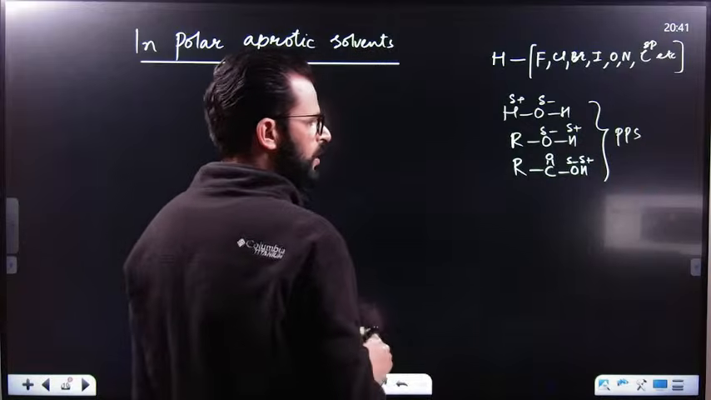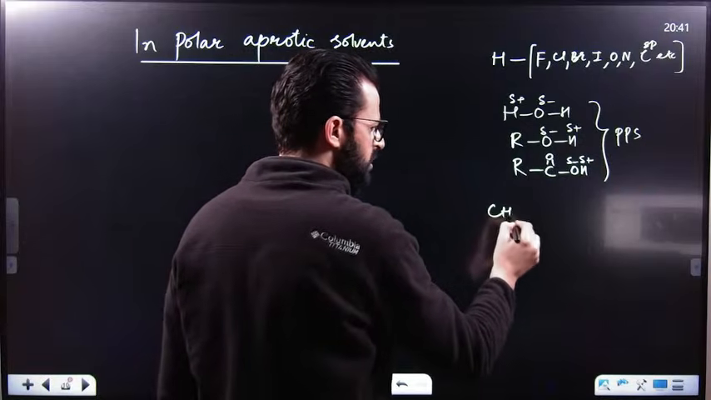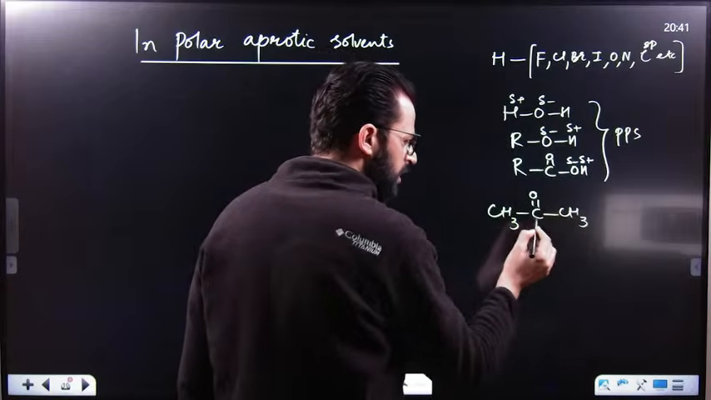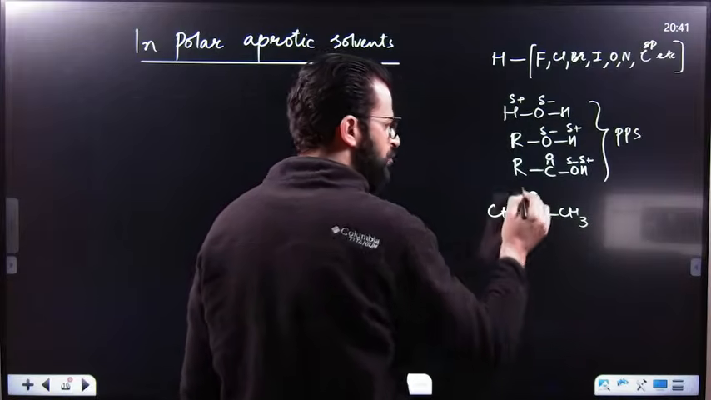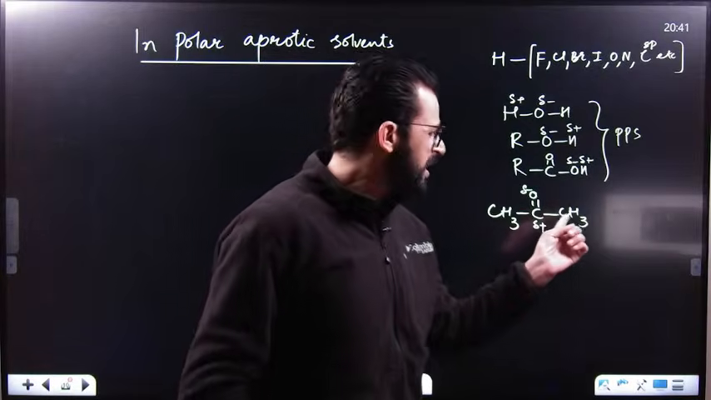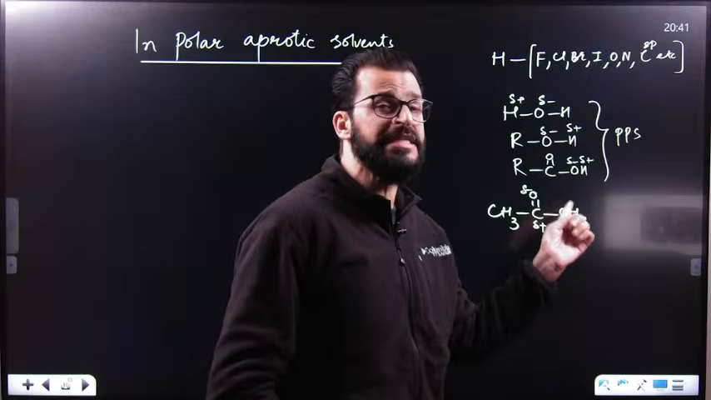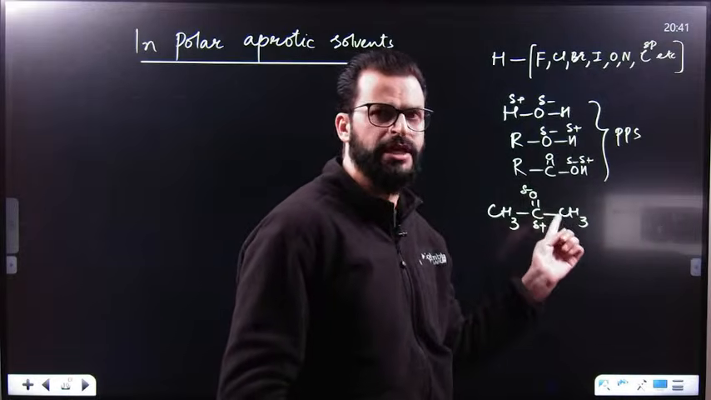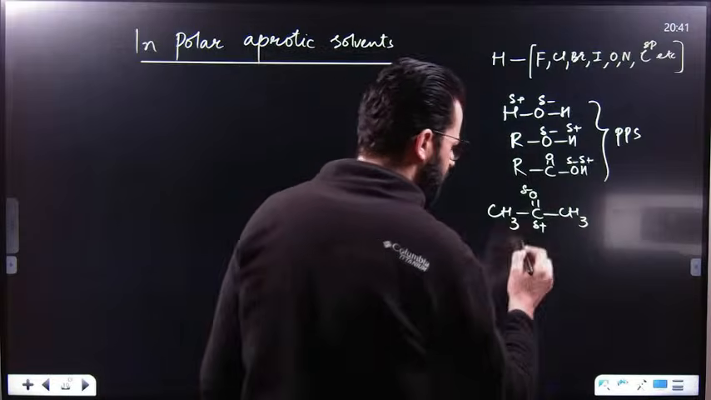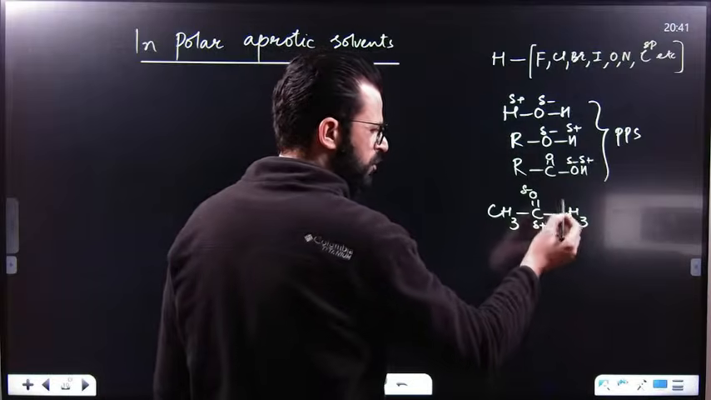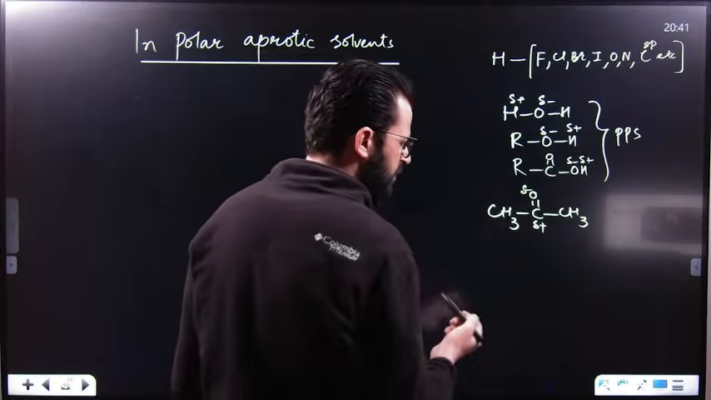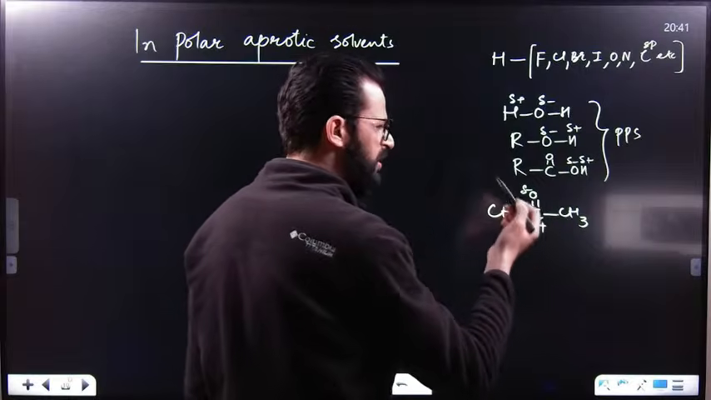But if I write CH3, C double bond O, CH3, acetone. Here carbon has a slight positive charge and oxygen a slight negative charge. That means this is polar. But hydrogen is not attached to an sp hybridized carbon or a more electronegative element. That means hydrogen is there, but it cannot donate a proton. So this is a polar aprotic solvent. Acetone, dimethyl ketone, propanone, whatever you want to name this.